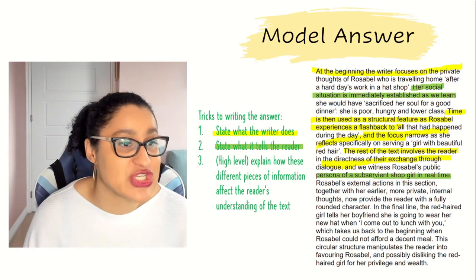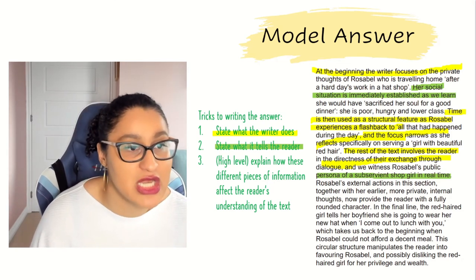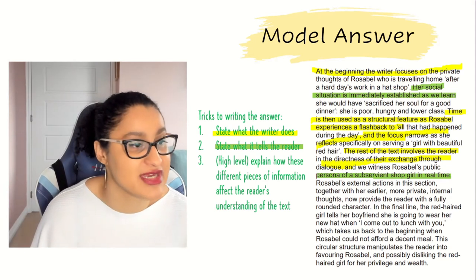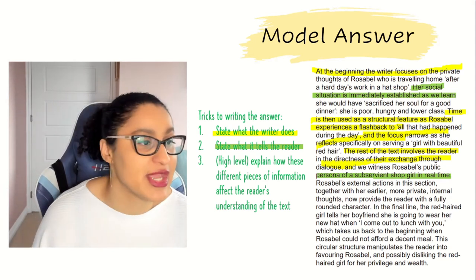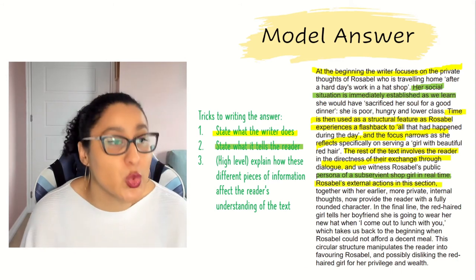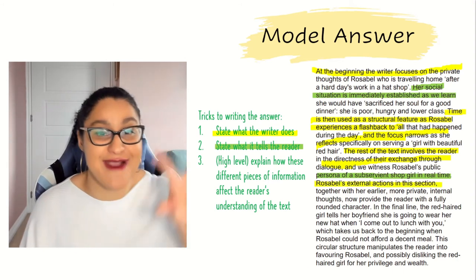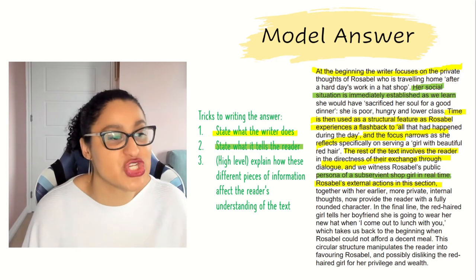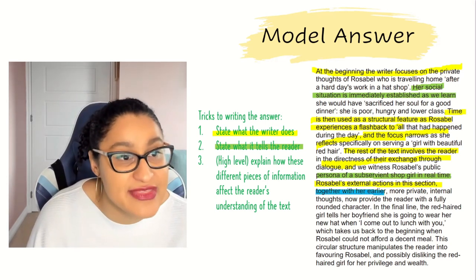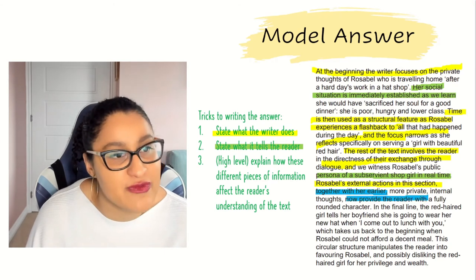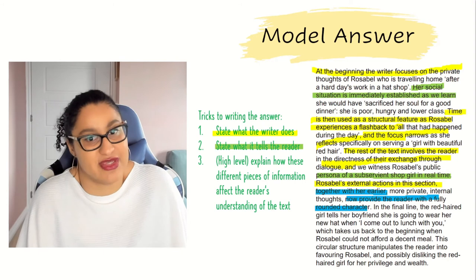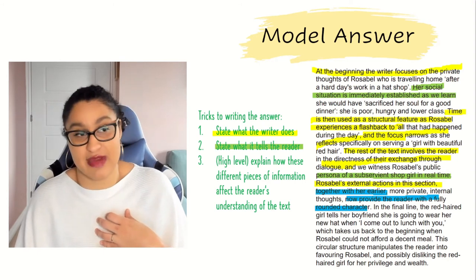Rosabelle's external actions in this section, together with her earlier, more private internal thoughts, now provide the reader with a fully rounded character. So there's two things going on here. First of all, there is a stating of what the writer does, but also there is an explanation of how the different pieces of information come together to affect the reader's understanding: together with her earlier thoughts, now provide the reader with a fully rounded character. I'm not convinced that's the best idea ever. To me, that sounds a wee bit generic, but there you go.